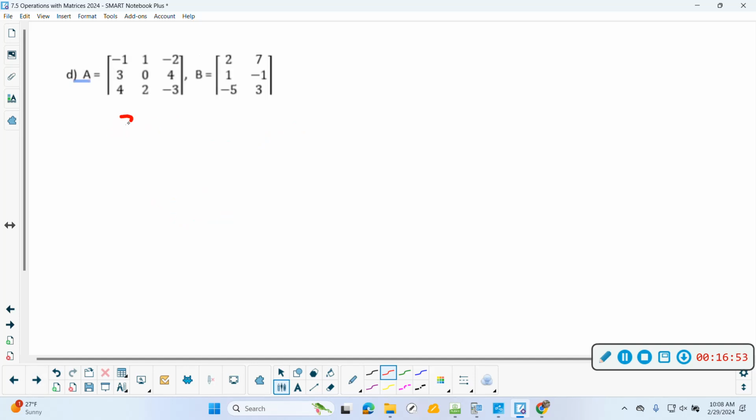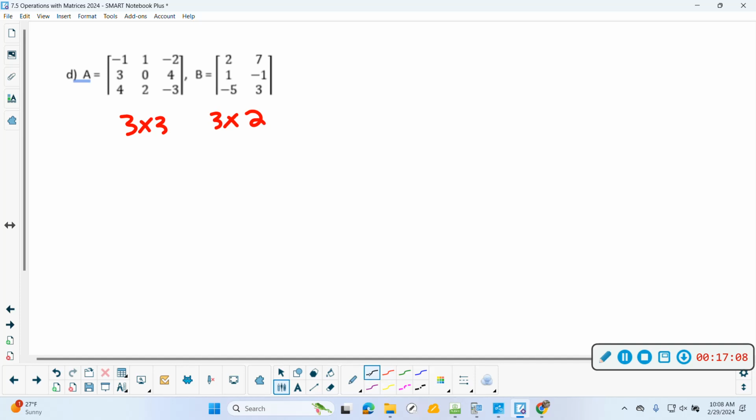Okay, so let's check it. A, of course, is 3 by 3. B is 3 by 2. So we can do this one. Those inside dimensions match. What's the size of your answer? 3 by 2. So I'm kind of spacing out in my mind 3 rows here.